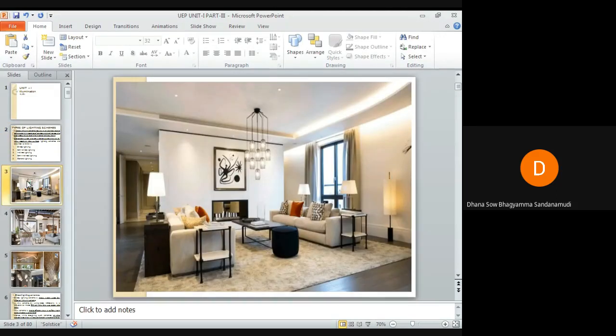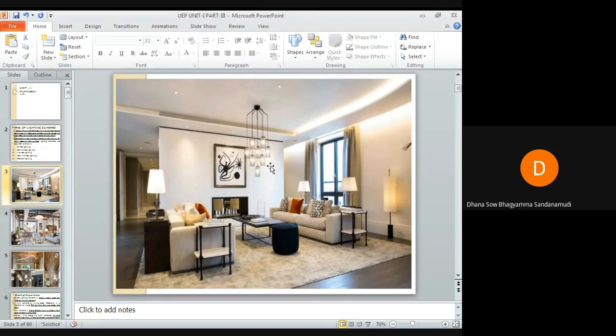Just for example, I have downloaded some images. I'm showing you. You can clearly see each and every object in this room based on the given lighting. You can see some lamps that are placed just above this table. The main purpose of these lamps is to provide proper illumination on this table.